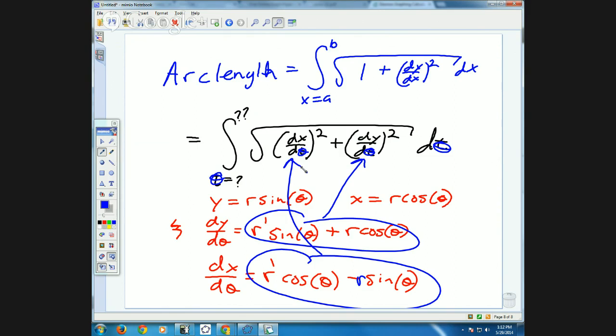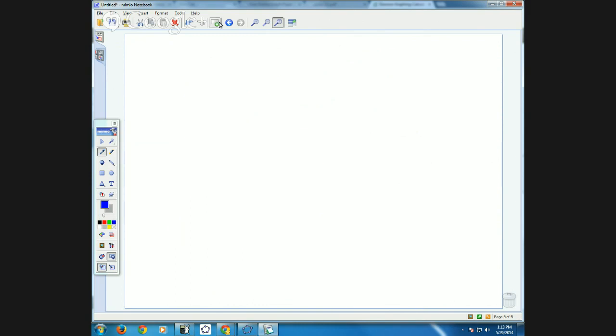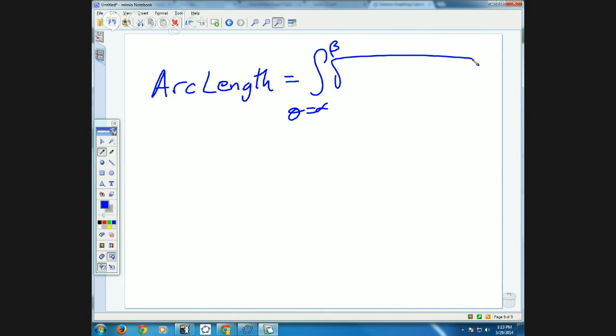Now that's some fun algebra, but I'll let you guys do that later. A whole bunch of stuff cancels when you do that. And it's fun to do, actually. It's just a lot of writing. What you end up with in the end for polar arc length is the integral as theta goes from alpha to beta, whatever you decide those are, square root of r squared plus dr d theta squared, d theta.